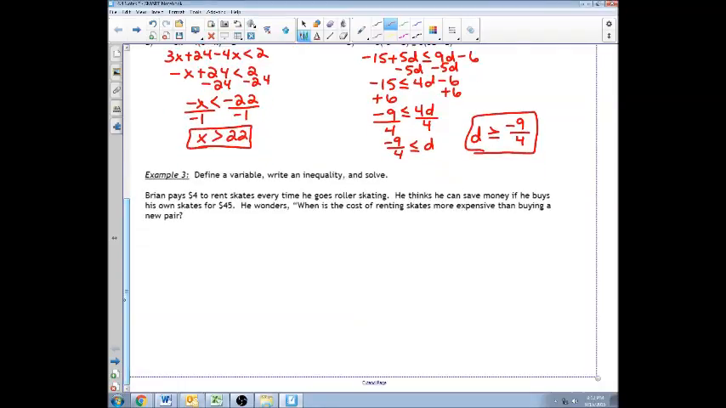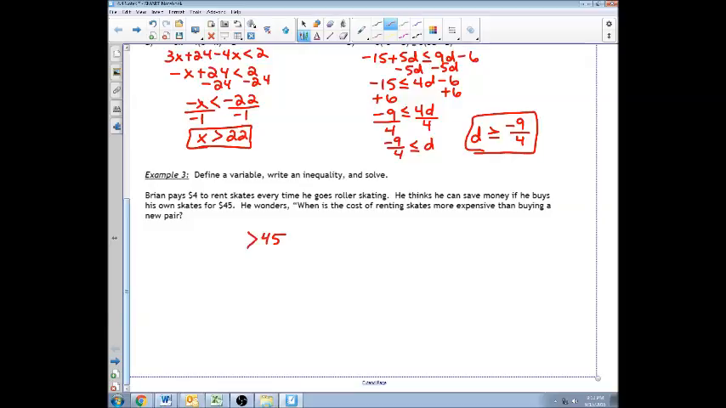On to some application problems. Here we need to define a variable, write an inequality, and solve. So Brian pays $4 to rent skates every time he goes roller skating. He thinks he can save money if he buys his own skates for $45. So $45 is going to be on a side by itself. He wonders, when is the cost of renting skates more expensive than buying a new pair? Does that say at least as expensive or at most or anything along those lines? It does not. What that says is more expensive.